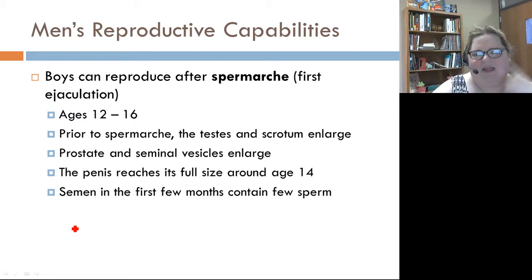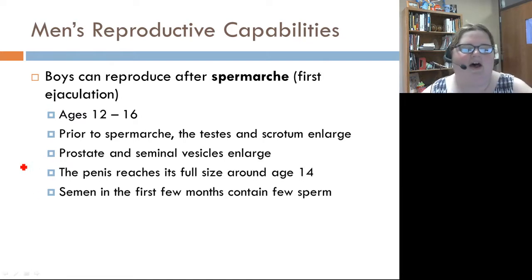This happens between the ages of 12 and 16. And so at that point, you're able to reproduce and be a father at the age of 12, which is terrifying. Please don't. Prior to this happening, though, what happens? When you start out, you have a penis and scrotum and testes and all that good stuff, but they're not really that fully developed. They're still pretty ambiguous looking.